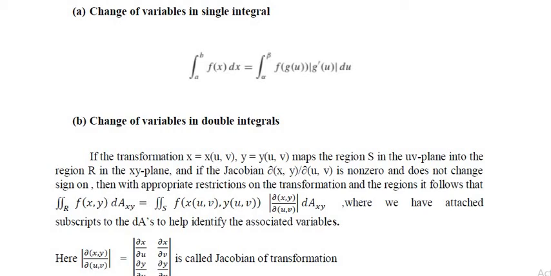The change of variables in a double integral is given as follows. If the transformation x equal to x of u, v, y equal to y of u, v maps the region S in the uv plane into the region R in the xy plane, and if the Jacobian delta of xy by delta of uv is non-zero and does not change sign, then with appropriate restrictions on the transformation and the region, it follows that the double integral over R of f of xy dA is equal to the double integral over S of f, where in place of x you substitute x of u, v, in place of y we substitute y of u, v, and in place of dA, the determinant of delta of xy by delta of uv into dA.